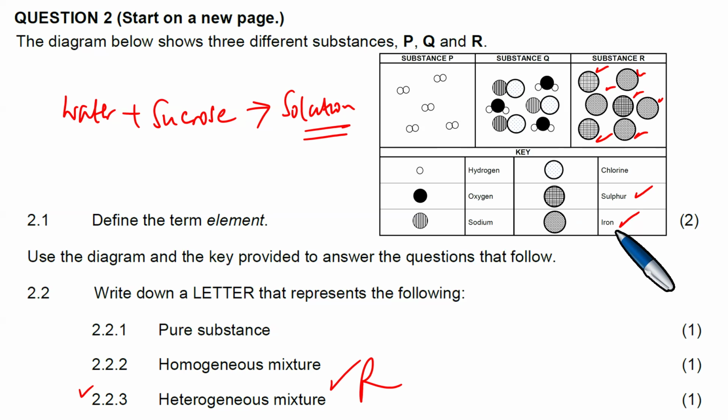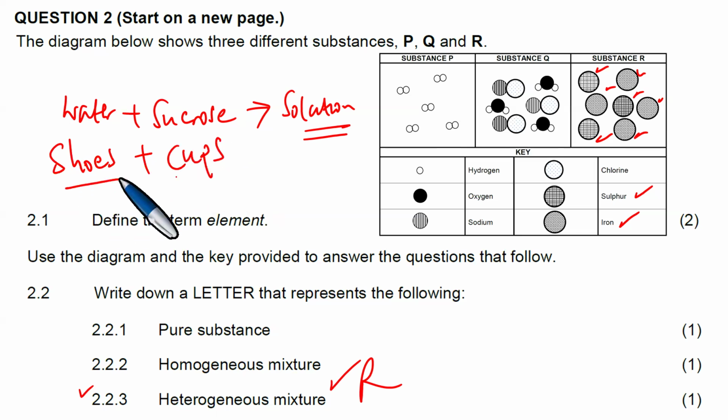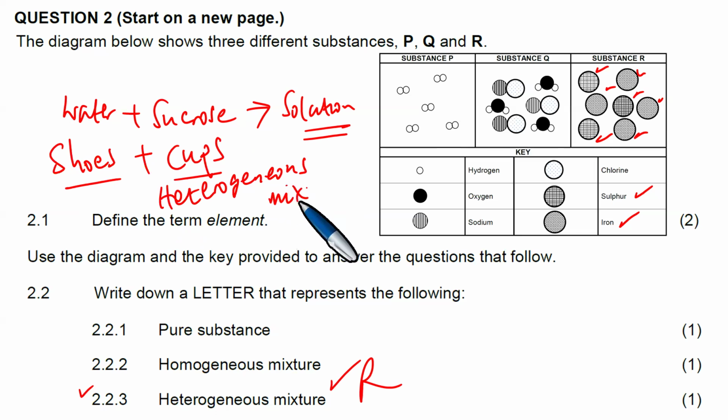In this heterogeneous mixture, why are we saying this? In a heterogeneous mixture, we are able to still see the reactants, if you like. If you mix shoes plus something, plus cups, you put shoes and cups together. This is an example of a heterogeneous mixture. Why is it heterogeneous? Because if you mix shoes and cups, you can still see that this one is a cup and this one is a shoe, a boot, whatever.